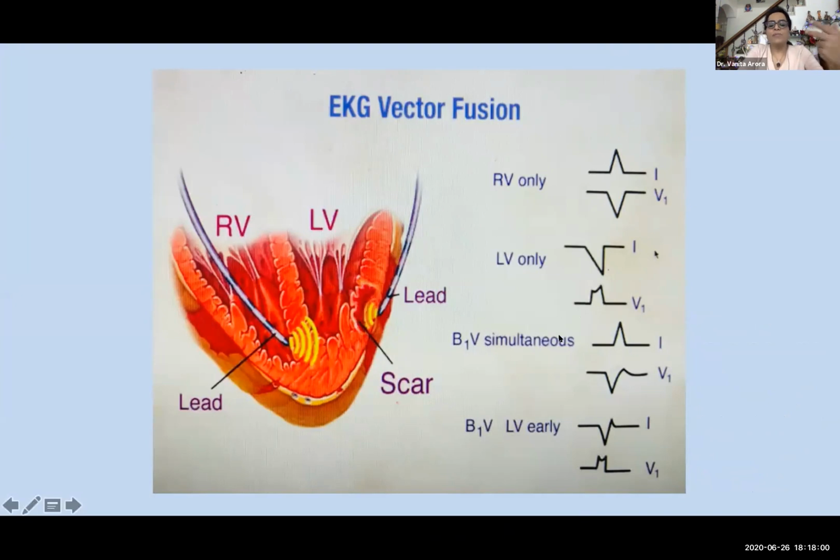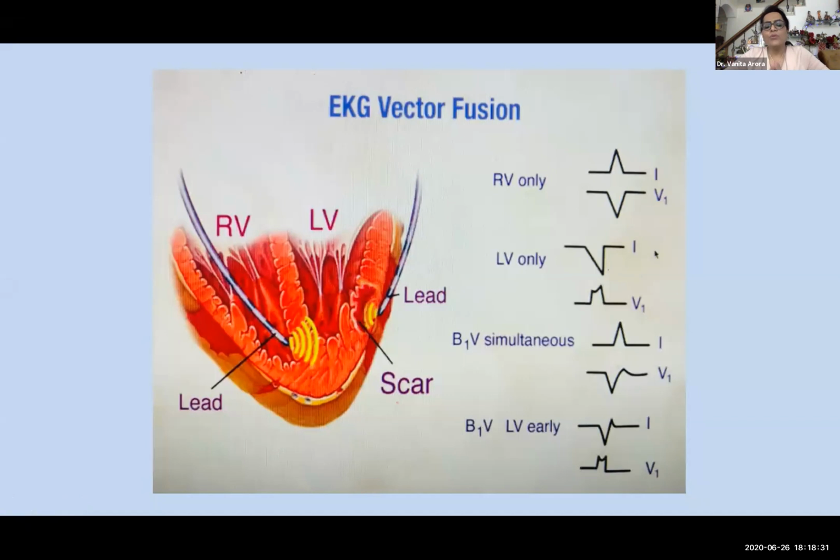When we pace biventricular simultaneously, we have to look at lead 1, whether it is looking like either of the two, either RV or LV, or it is a fusion between the two. If it is looking like one of them, then the LV lead is actually struggling with the scar. There is a scarred area there, which is causing the dysynchronous activation of the myocardium. And what we need is the synchronous recruitment of the myocardium.